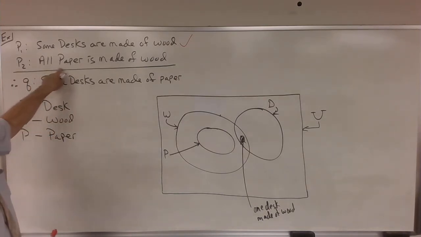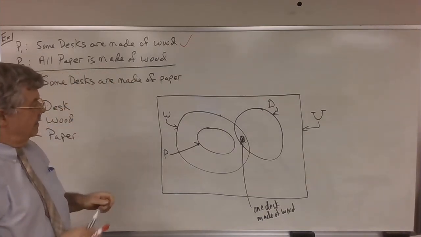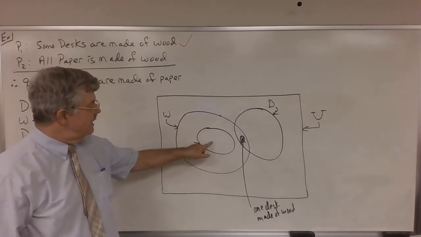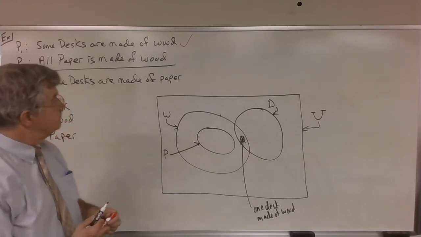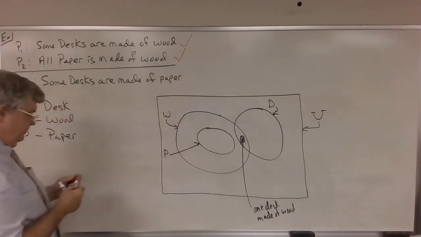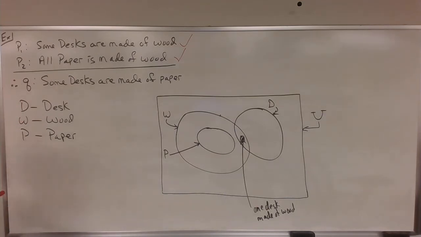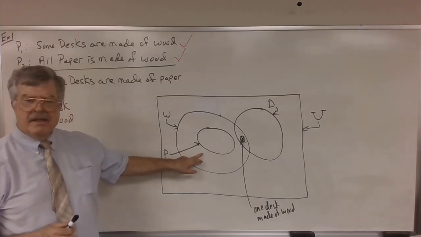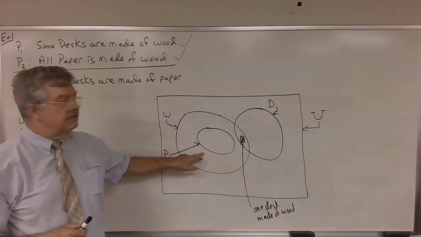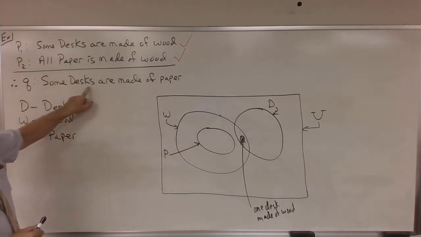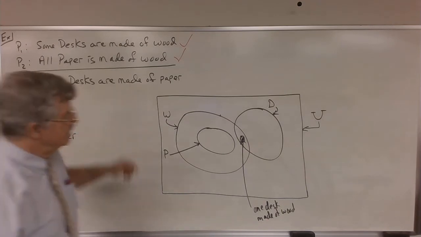And all paper is made of wood. My paper circle is inside the wood circle. So all things paper are made of wood. I have premise 2 satisfied. Now, what about the conclusion? The way I've drawn this diagram, is the conclusion true? Do I have some desks are made of paper?